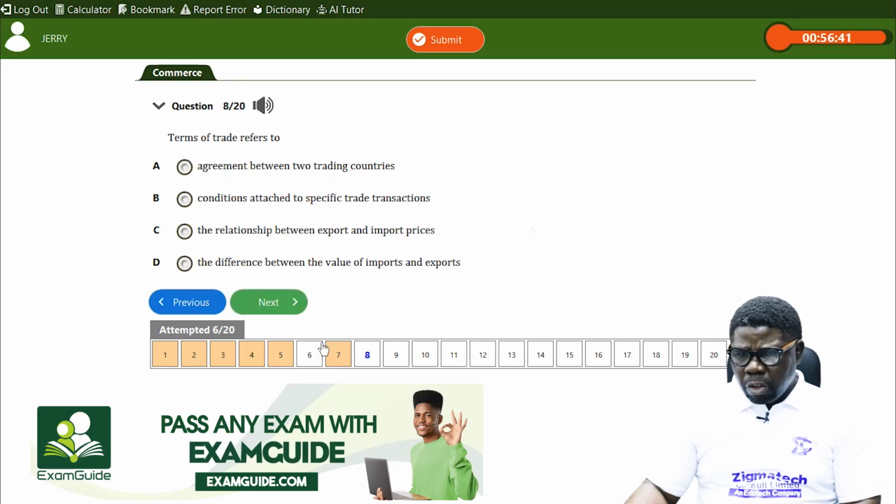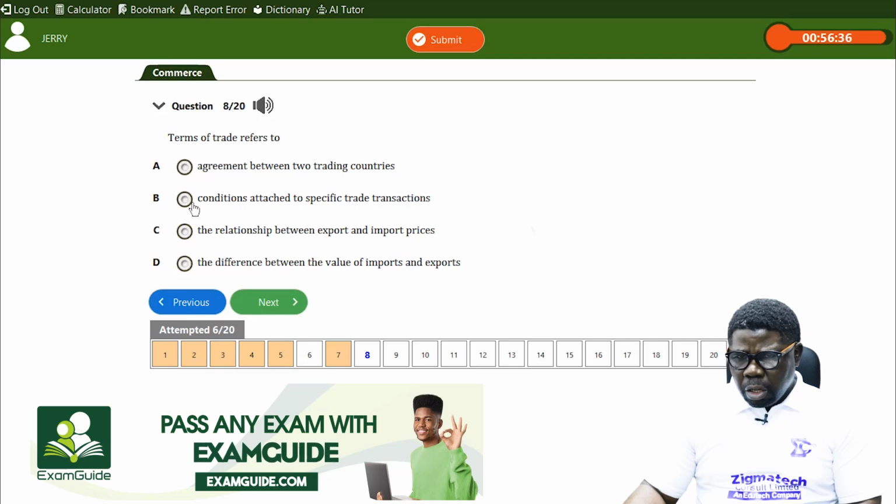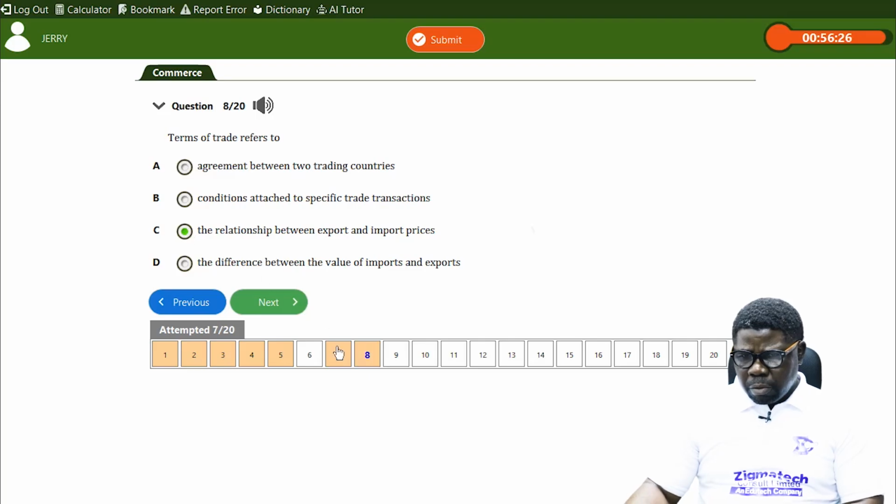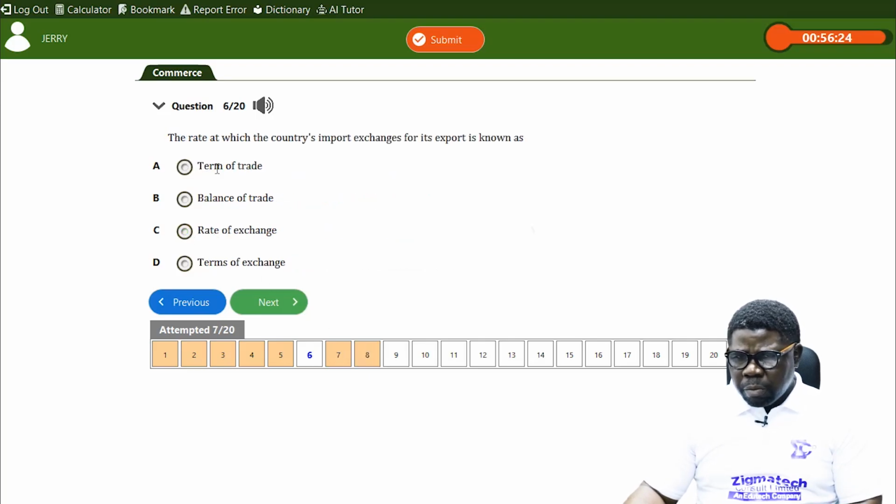The next question is, terms of trade refers to what? The agreement between two trading countries? No. Conditions attached to specific trade? No. The relationship between export and import price of a country. That's correct. Let's look at this one. The rate at which a country's import exchanges for its export is what? Terms of trade.